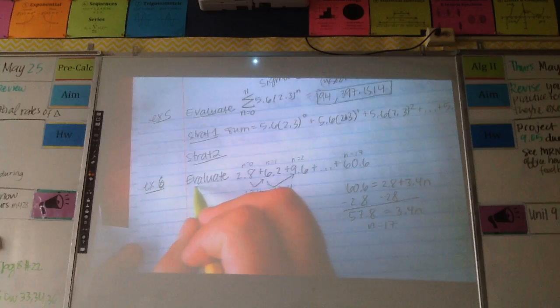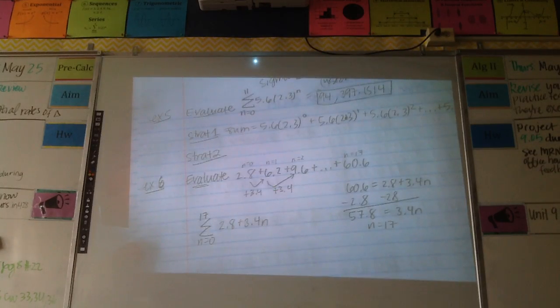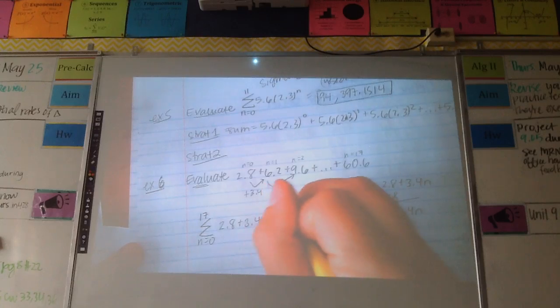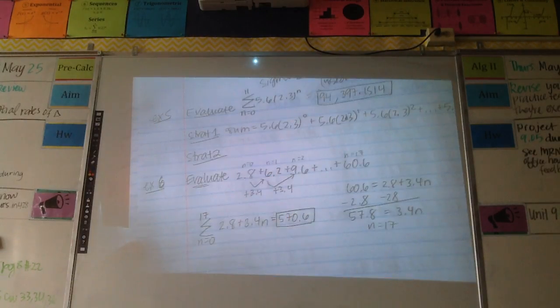Well, my goal was evaluate, get a value, a number. So I need this to all be worth one number. I'm going to type it into my calculator using my same strategy from above. I find that the value is 570.6. Make sure you can do that on your calculator.